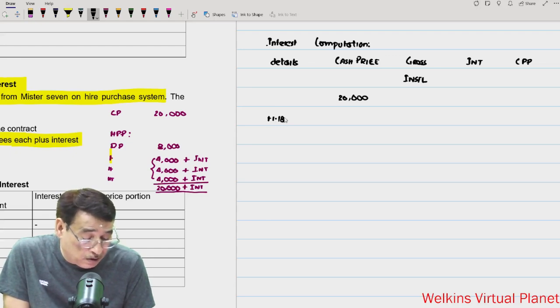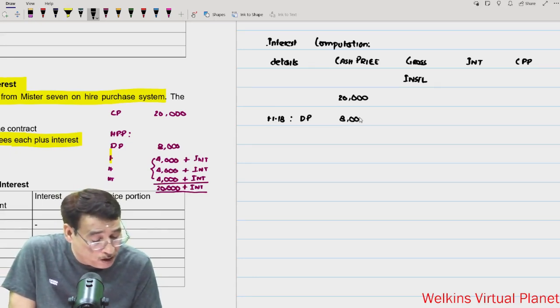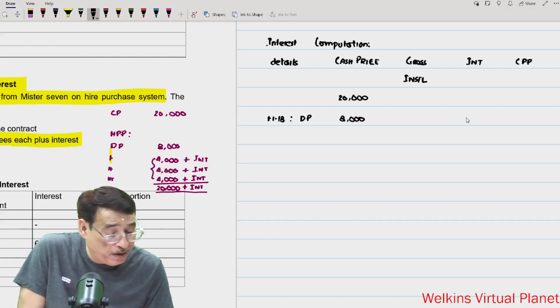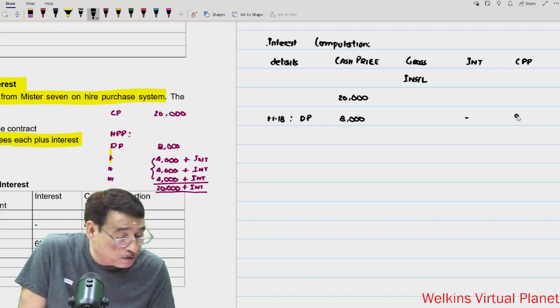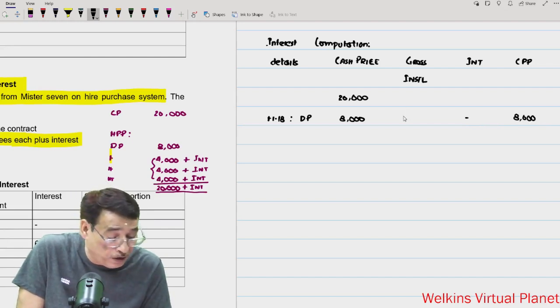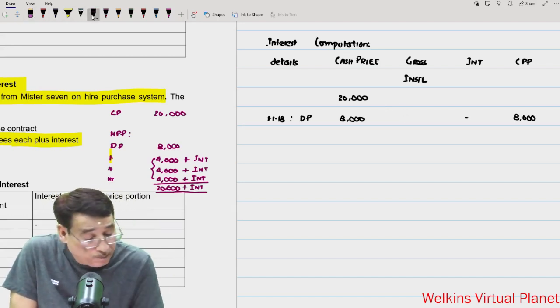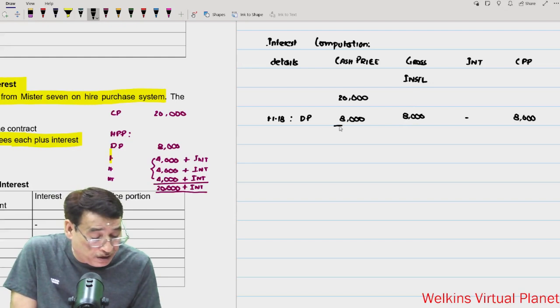On this date, you are going to make down payment, and the down payment is 8,000. I have told you now, down payment does not contain any interest element. This payment is always for cash price portion, and interest plus cash price portion will form gross installment. So our gross installment is actually 8,000, correct? Gross installment is also known as zero installment. After subtracting 8,000 from 20,000, we are left with 12,000.